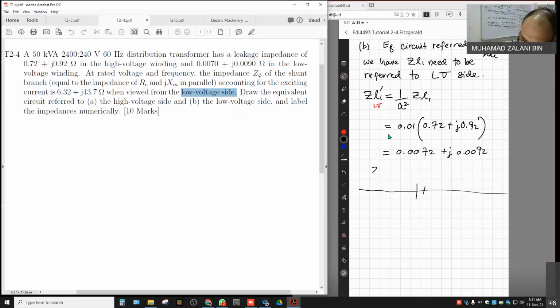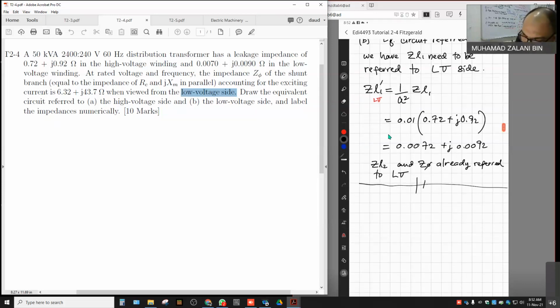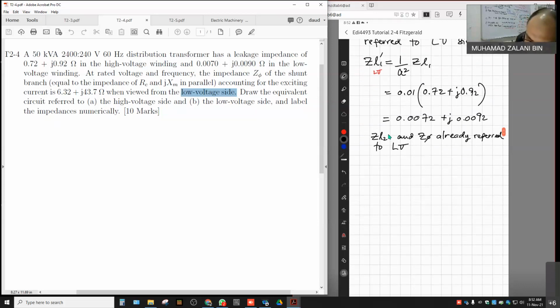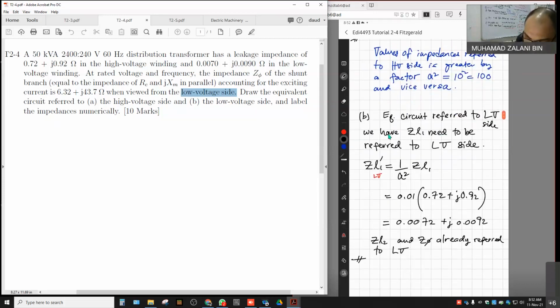ZL2, this one is already referred to the low voltage side given in the question. ZL2 and Z5 are already referred to the low voltage side. So there is no need for us to do more transformation calculation. Right? So we just need to substitute directly.